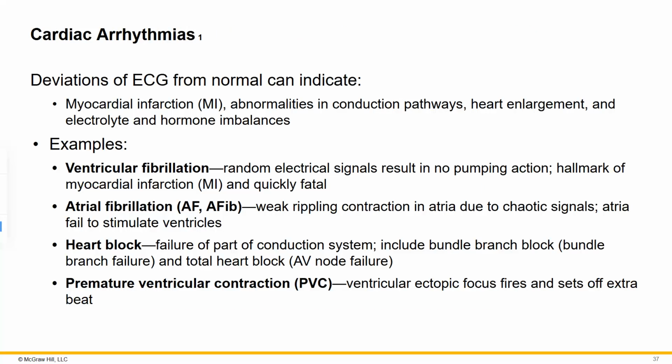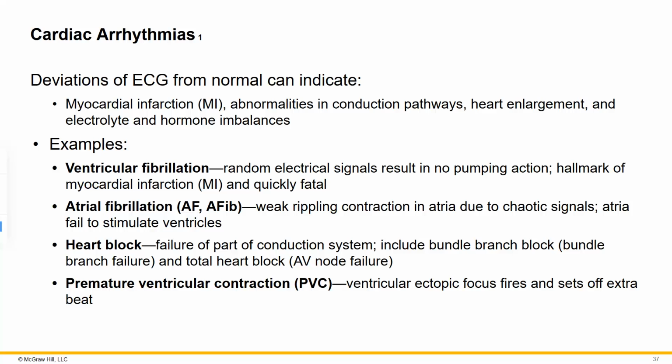So deviations from the ECG can indicate a myocardial infarction, abnormalities in the conduction pathways, heart enlargement, and electrolyte and hormone imbalances. Examples: ventricular fibrillation. Random electrical signals result in no pumping action, hallmark of myocardial infarction, and quickly fatal. Atrial fibrillation. Weak rippling contraction in the atria due to chaotic signals. Atria fail to stimulate the ventricles.